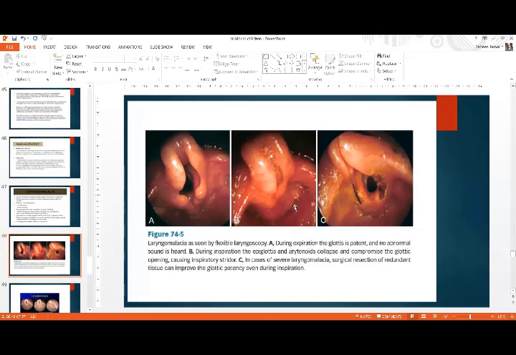During expiration, the epiglottis is patent and no abnormal sound is heard. As you can see, the child is expiring, the epiglottis is patent, there is easy flow of air in and out of the airways, and no sound is audible. Now, during inspiration, the epiglottis and the arytenoids collapse and compress the supraglottic and the glottic opening, causing stridor.